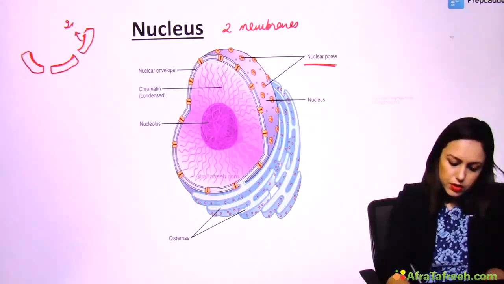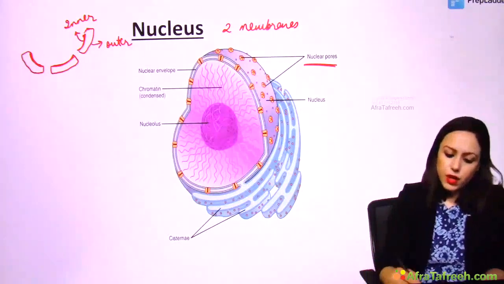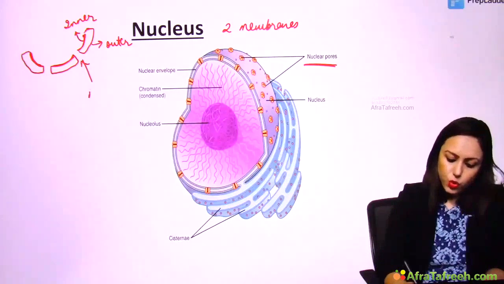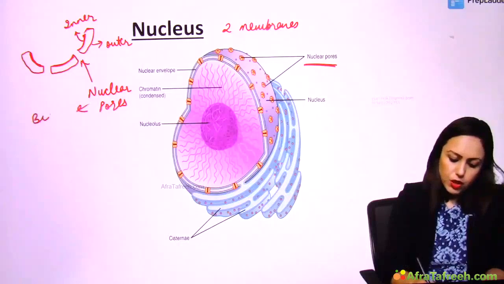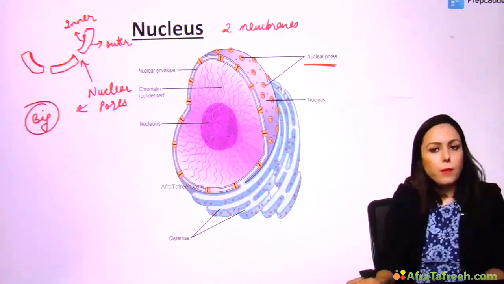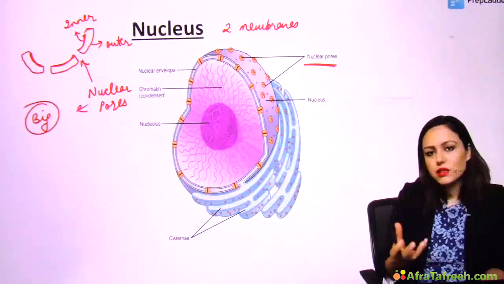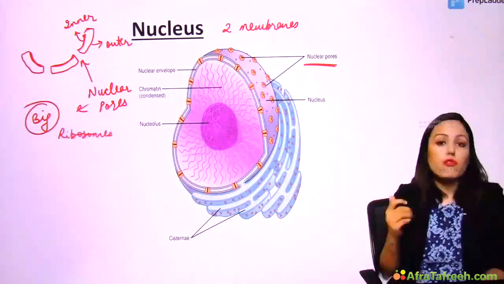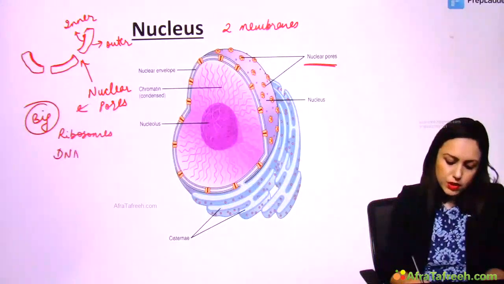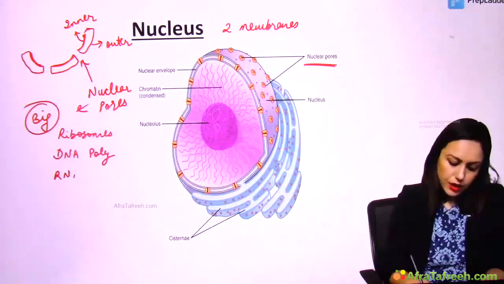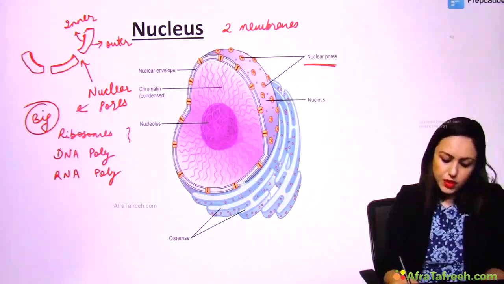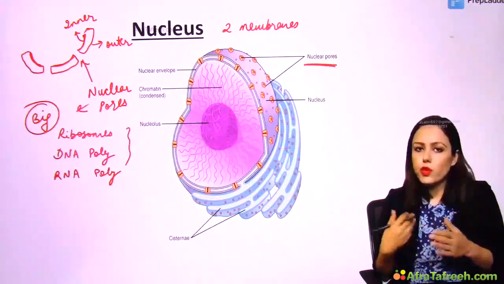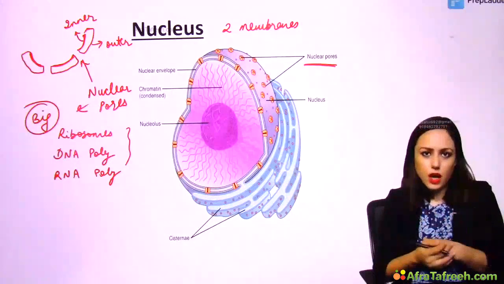So this is the inner nuclear membrane, this is the outer nuclear membrane. At places, inner and outer are joined to make nuclear pores, which are big in size, because bigger substances have to leave the nucleus and enter the nucleus. For example, ribosomes, DNA polymerase, RNA polymerase. These big things are getting transferred through the nuclear pores, so they need to be large in size.